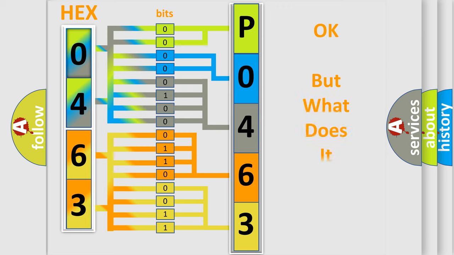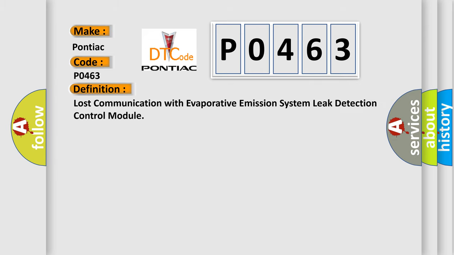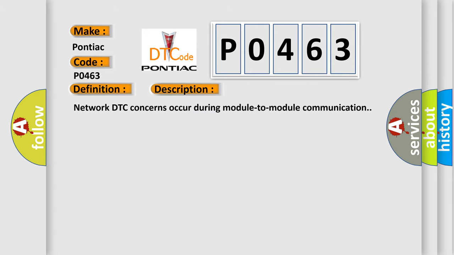The number itself does not make sense to us if we cannot assign information to what it actually expresses. So, what does the diagnostic trouble code P0463 interpret specifically for Pontiac vehicles? The basic definition is lost communication with the evaporative emission system leak detection control module. And now this is a short description of this DTC code.